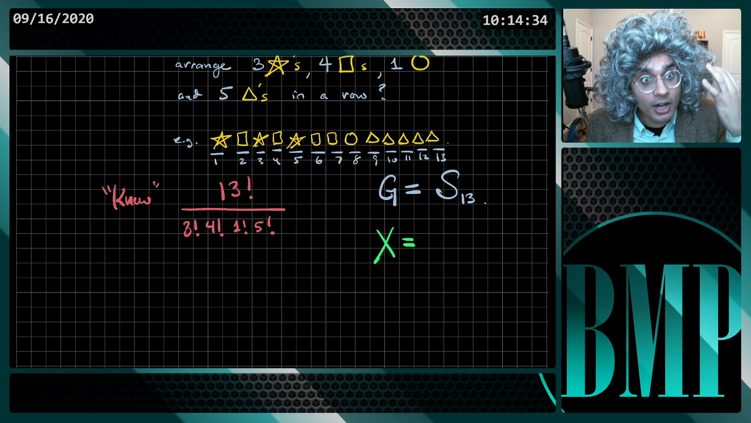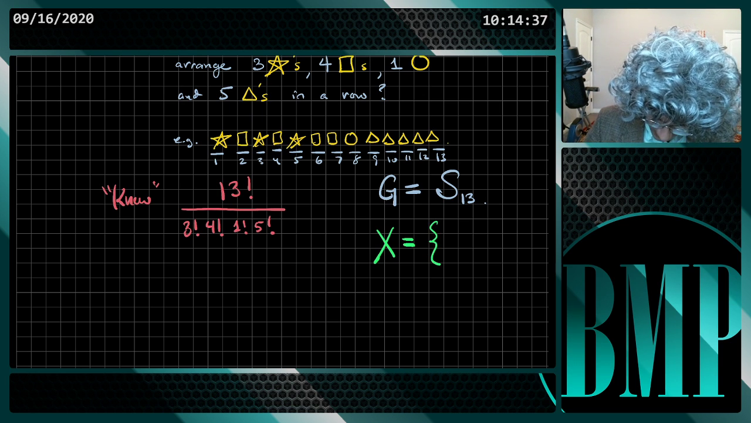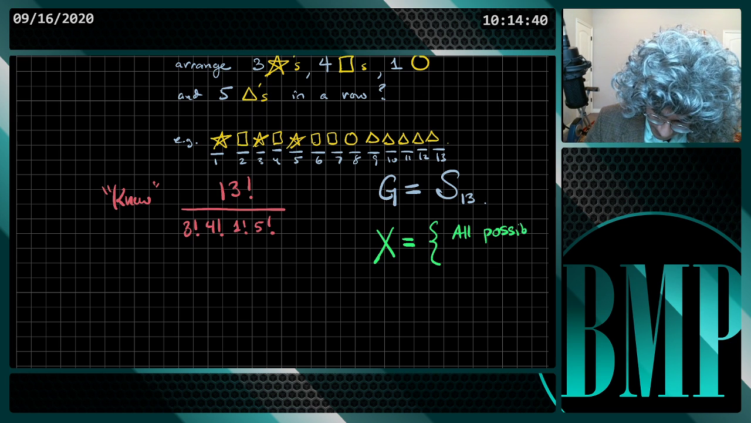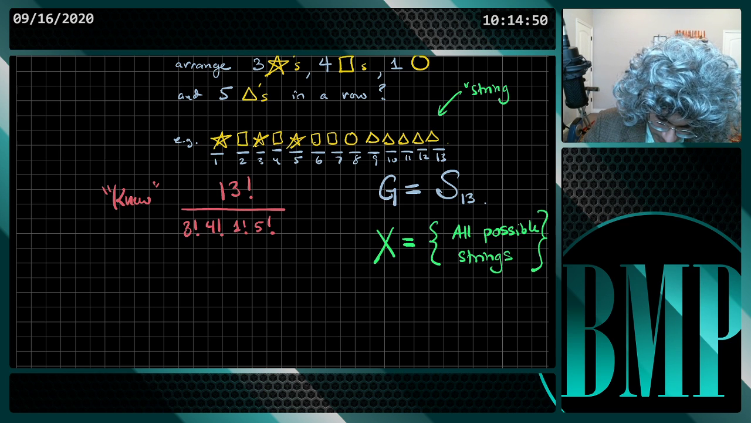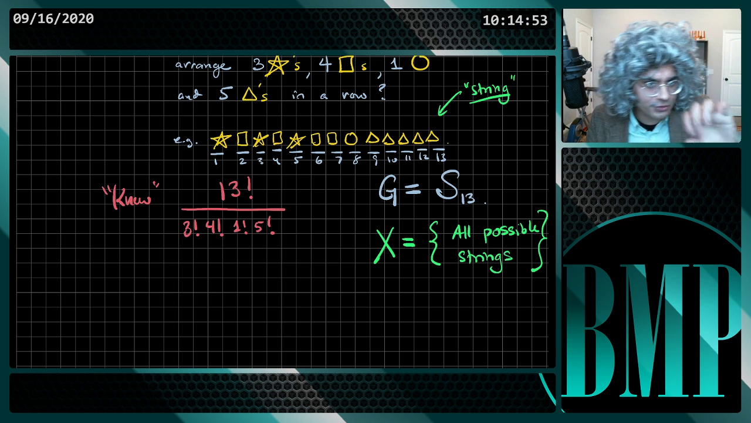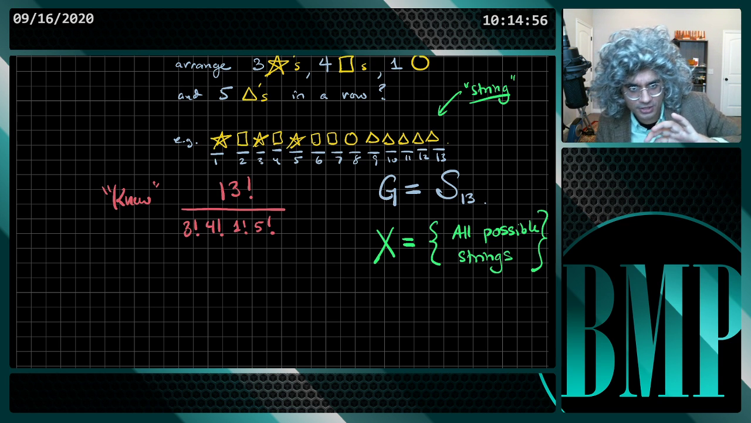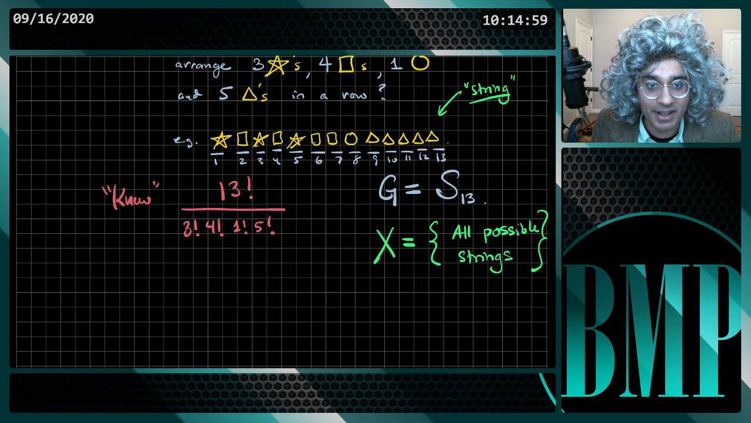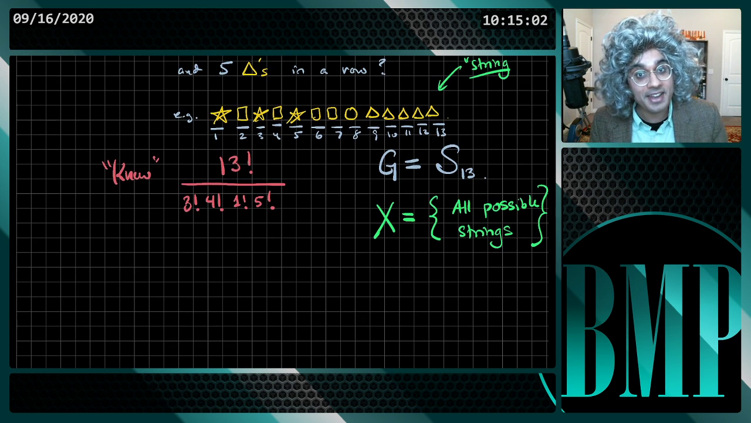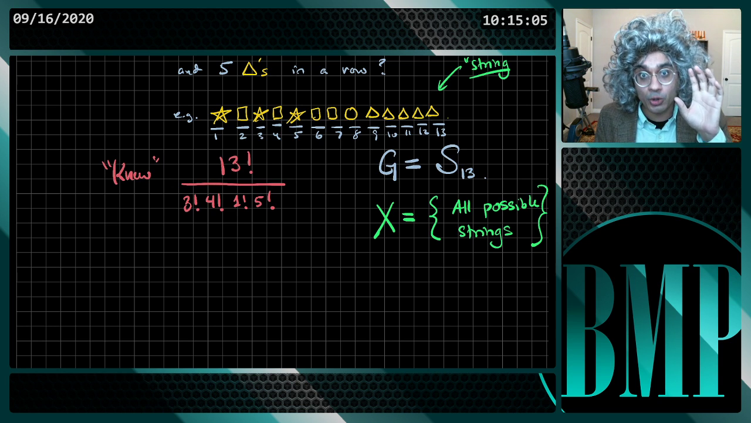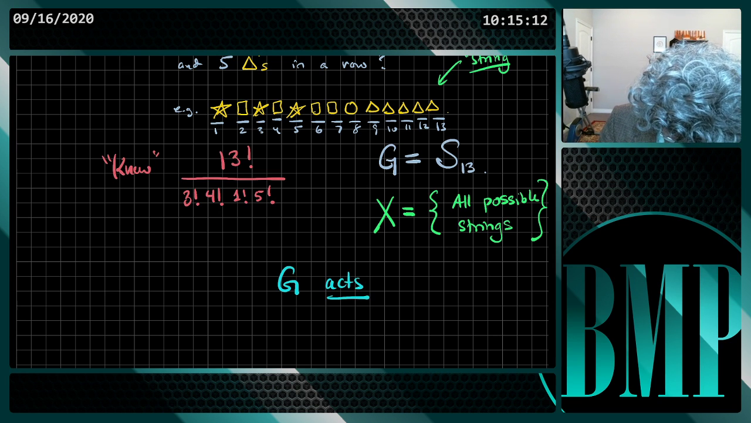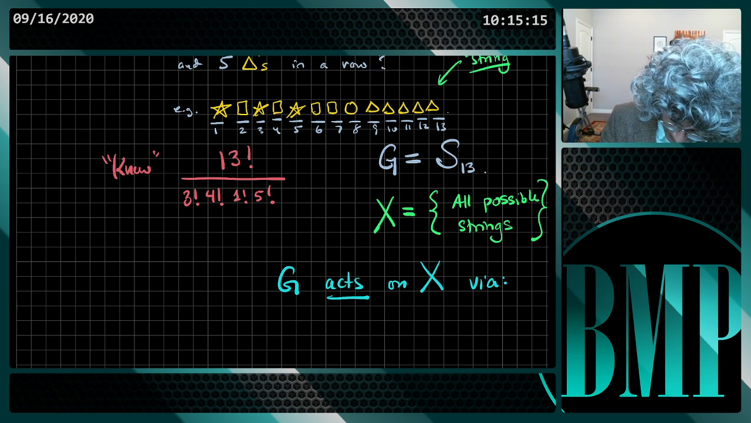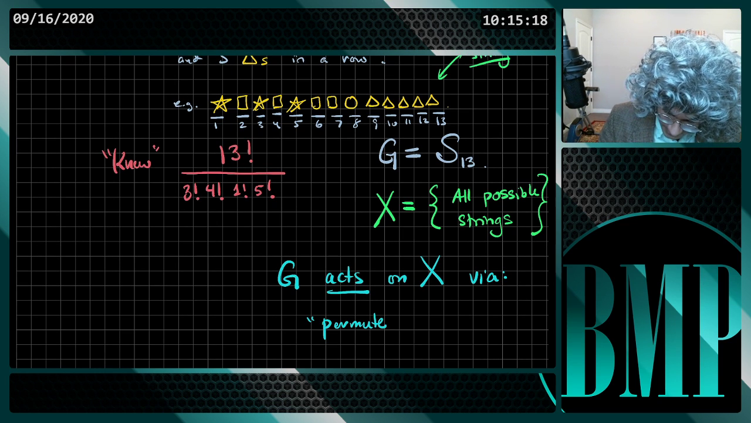The set X is the collection of all these strings. All possible strings. We're going to call this strings. A string of 3 stars, 4 squares, 1 circle, and 5 triangles. All conceivable possible strings. That's a set. And now the first observation: the group G acts on the set X via permuting the string.